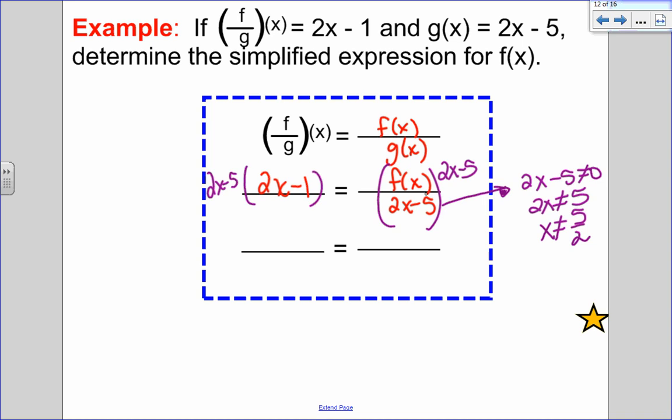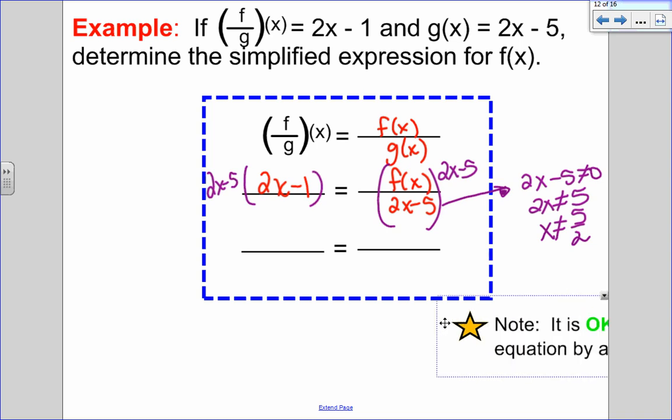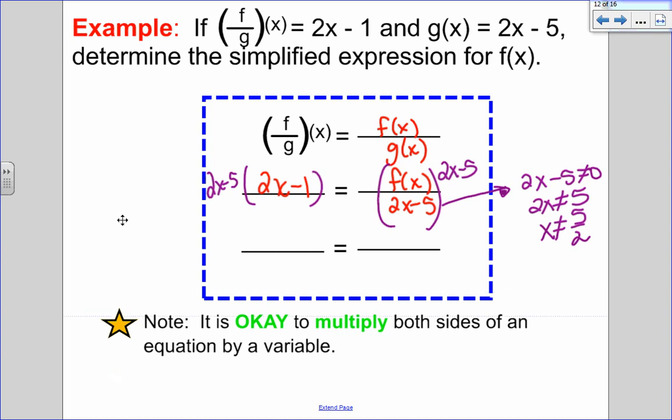In doing so, I can multiply both sides of an equation by something. I just can't divide by anything. So it's okay to multiply both sides of an equation by a variable. I just cannot divide. By multiplying, you can see that those cancel. So I'm left with f of x equals 2x minus 5 times 2x minus 1. You can leave it like that, or sometimes the diploma likes to expand that, and it would look like this: f of x is equal to 4x squared minus 12x plus 5, just expanding and grouping like terms.